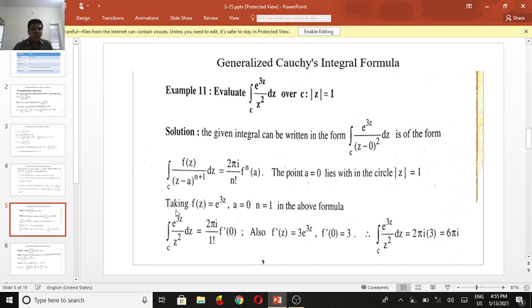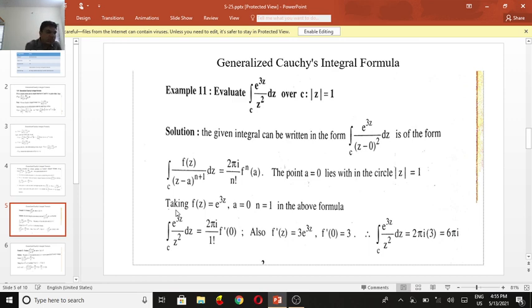That is, take f of z equal to e power 3z. Then a equal to 0, n equal to 1, first derivative. The above formula becomes the integral of e power 3z divided by z square dz, the given problem, equal to 2 pi i divided by 1 factorial times the derivative of f at 0, because a is 0.